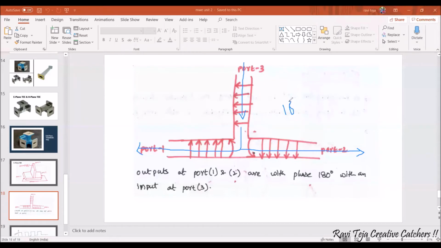You should remember this. This is 180 degrees. Whenever an electric field is traveling from the E arm or port 3 in an E-plane T only, the output obtained from port 1 and port 2 will have a 180 degree phase shift. The signal coming from port 3 gets split, and some signal comes from port 1 and some signal comes from port 2. This differentiated or split signal will have a phase shift of 180 degrees. I will show what 180 degrees means. See.